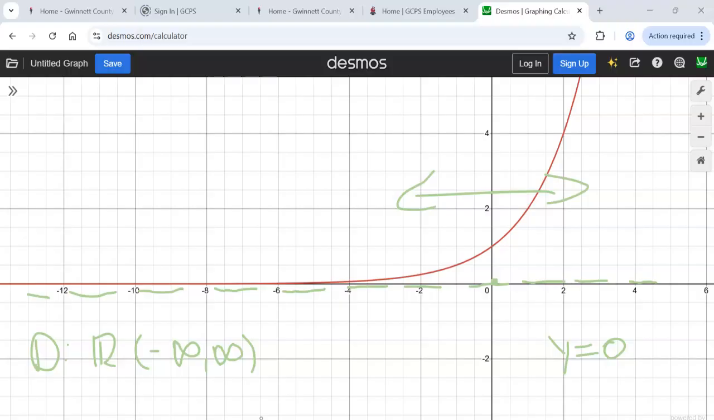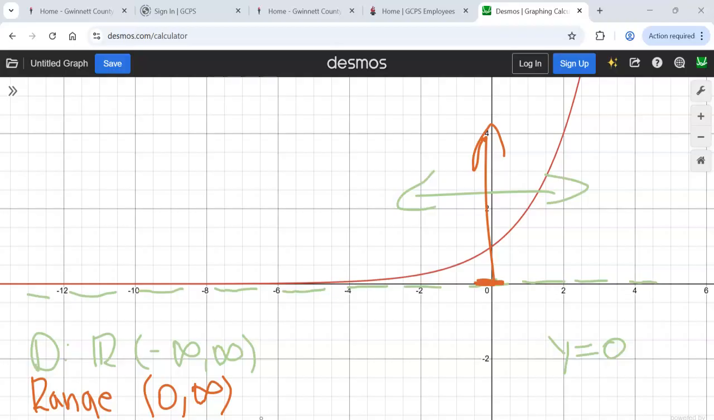So when it comes to range, moving up and down, we cannot move up and down. We can only move from the asymptote up. Okay, that's what a function is in this area. We cannot move past the asymptote. So our range would be the asymptote, which is at 0 to positive infinity.